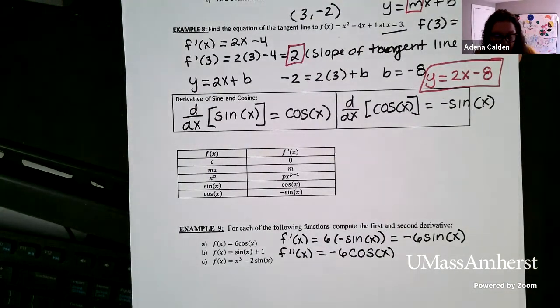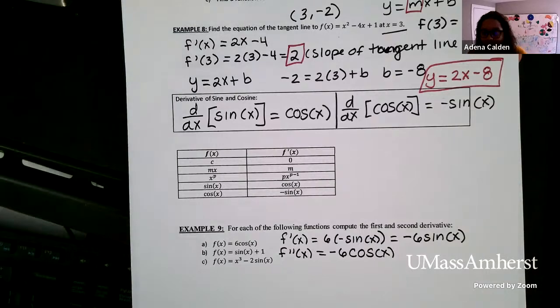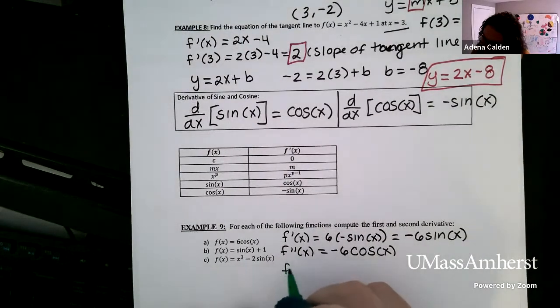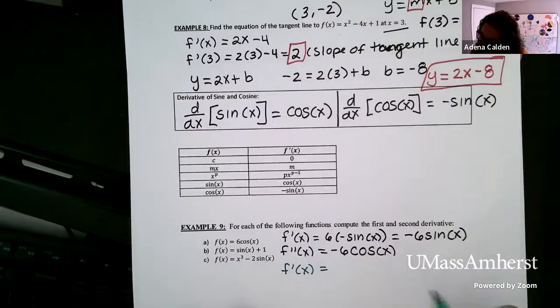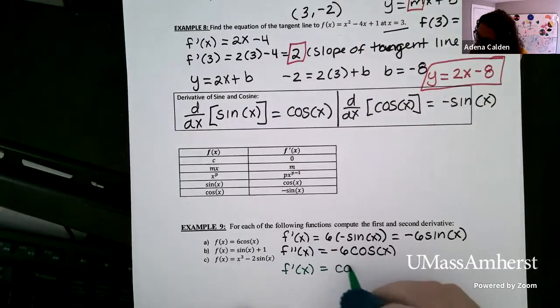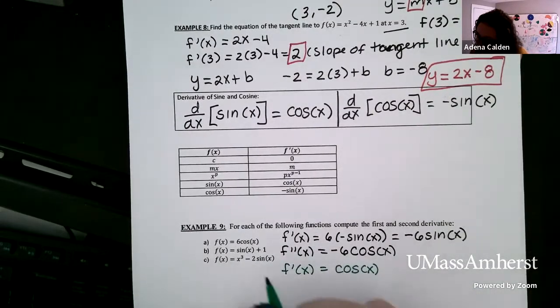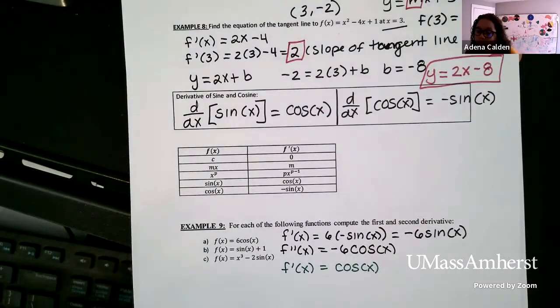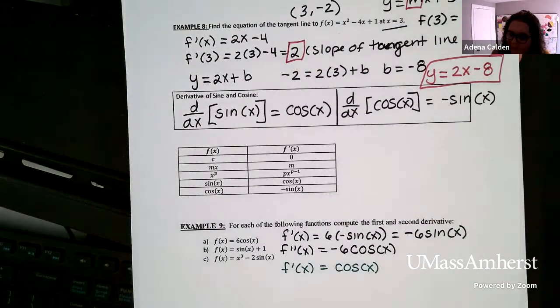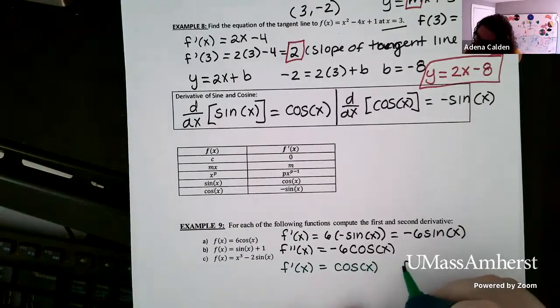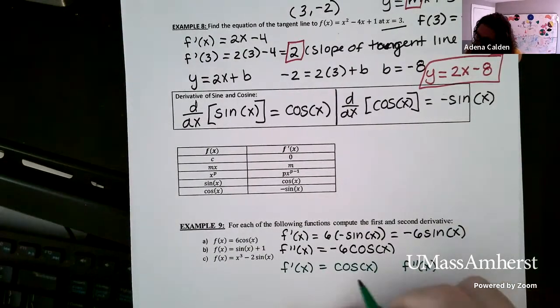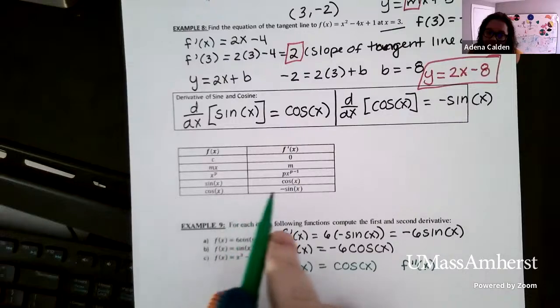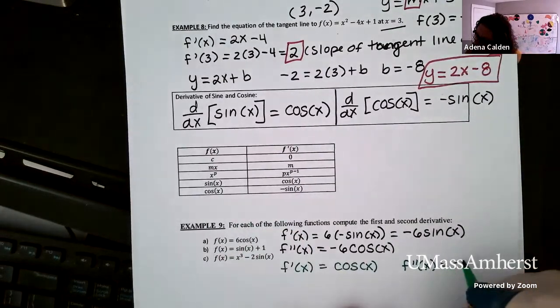Okay. So for the second one, we have sine of x plus 1. The first derivative here, the derivative of sine, is cosine x, and the derivative of 1 will be 0 because that's a constant that's by itself. And so then the second derivative is going to be the derivative of cosine, which if we go to our chart, is negative sine.